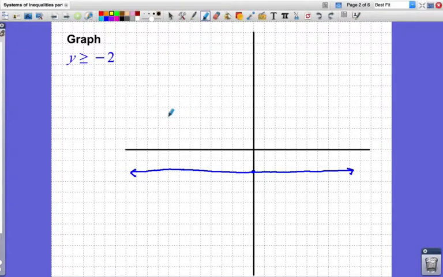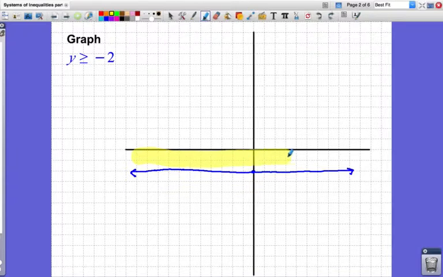Well, if y was greater than or equal to negative 2, all of these values up here are still greater than negative 2, right? Because isn't this negative 1? 0 is bigger than negative 2. 1 is bigger than negative 2. 2 is bigger than negative 2. So all of these, and it goes infinitely forever. It goes for infinity in this direction.